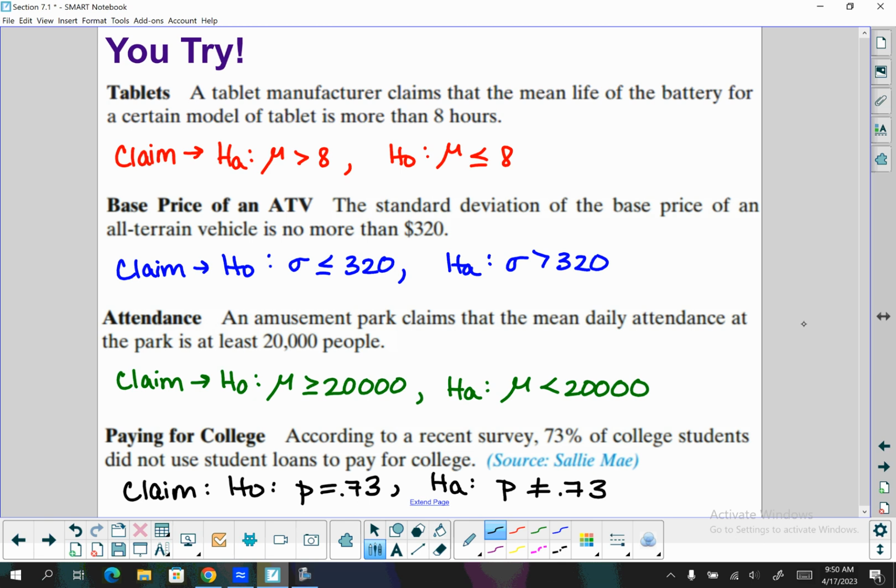Okay, so this did not is not the percent not equal to, it's that they just didn't use student loans for college, folks. So be careful with that. That's a common mistake, just to switch the equal to not equal to on that one. Which one's the null and which one's the alternative? The other three are pretty straightforward though, I think.